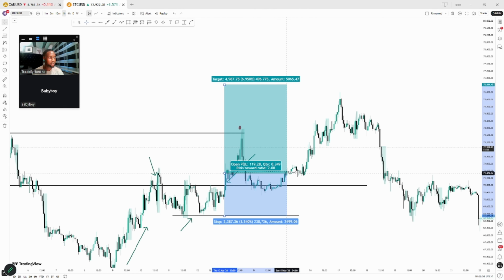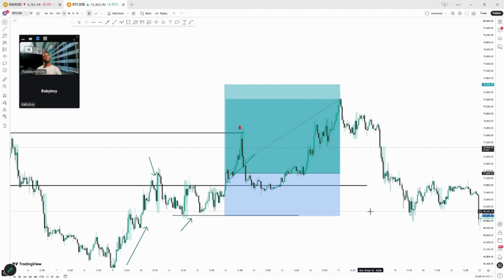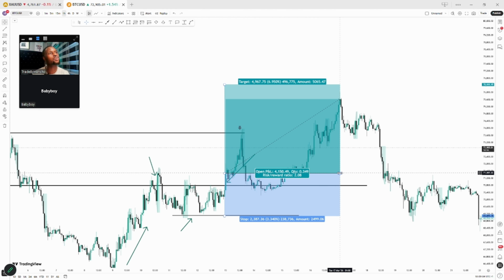You can look at it. Look at where the price ended up. This is enough profit already. So you just take your profit and then you are done for the day. Most people want the price to hit take profit, but that's not always the case.